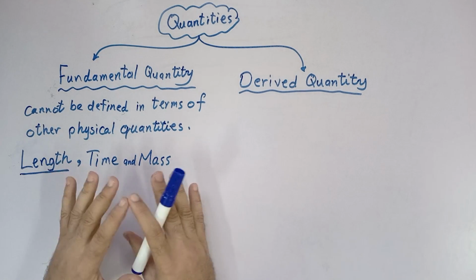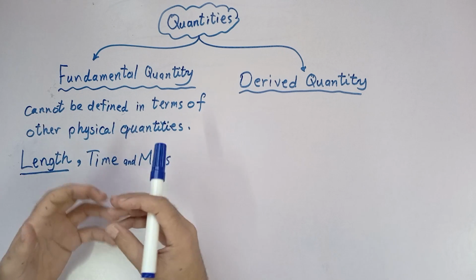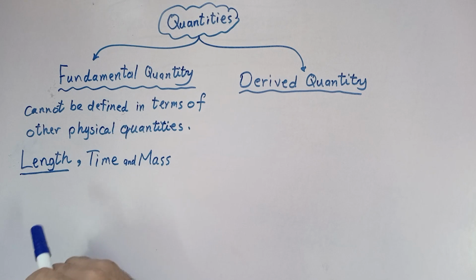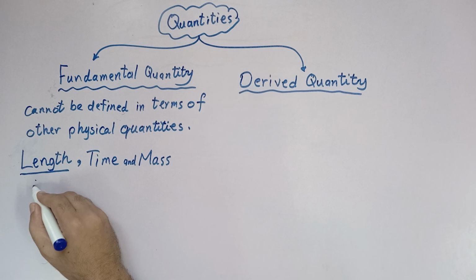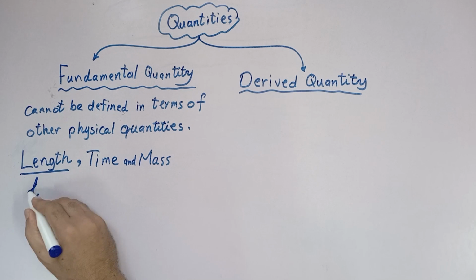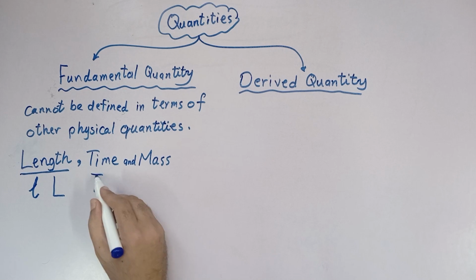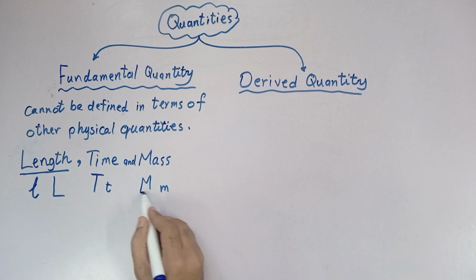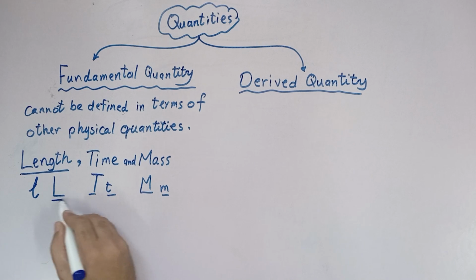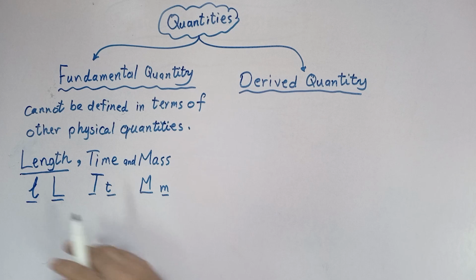length. We will use a notation for each quantity, so you have to know the symbol of the quantity. Length, we will choose L, capital L or small l. Time, capital T or small t. Mass, M, capital M or small m. We will use each symbol or notation. These are the notations of these quantities.